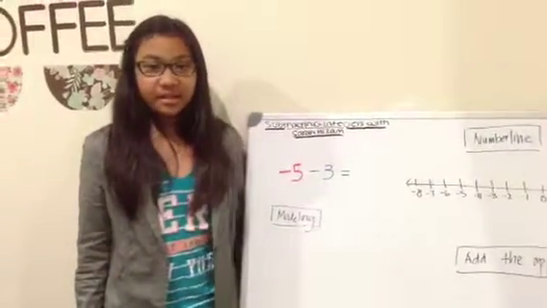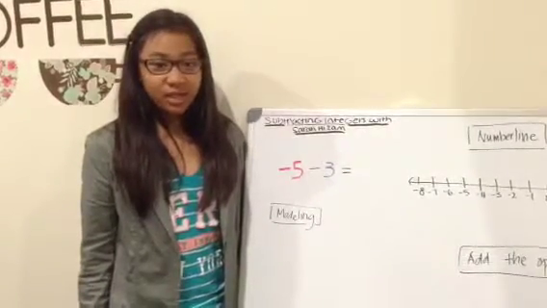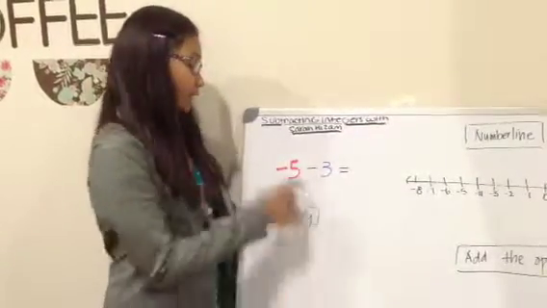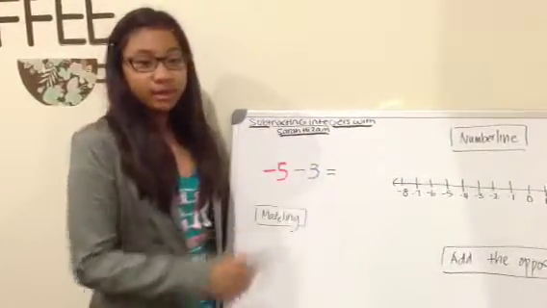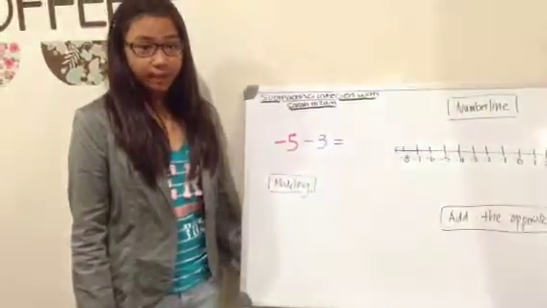Let me show you how to solve another subtraction problem. This time, I will illustrate using all the 3 strategies. In this example, we have negative 5 minus positive 3. The first strategy that I'm going to use is modeling.